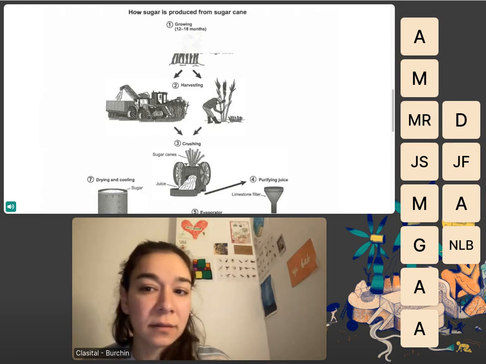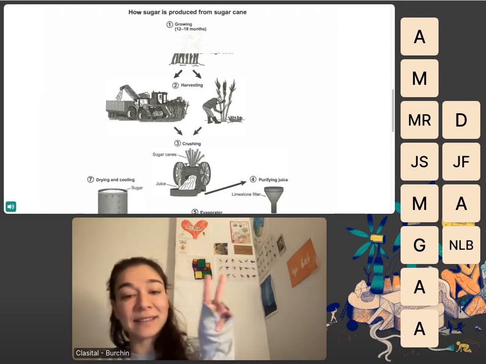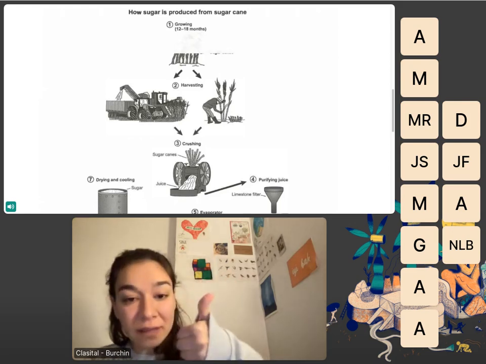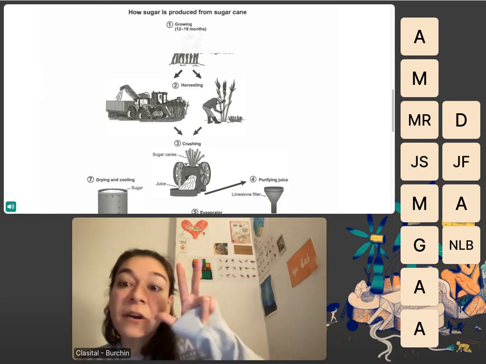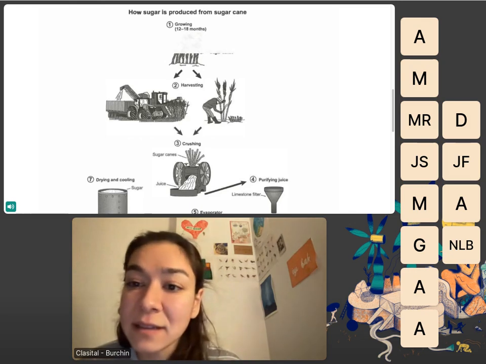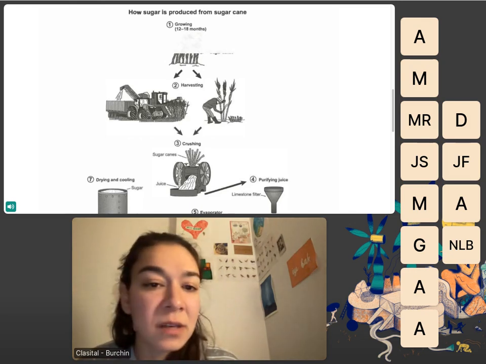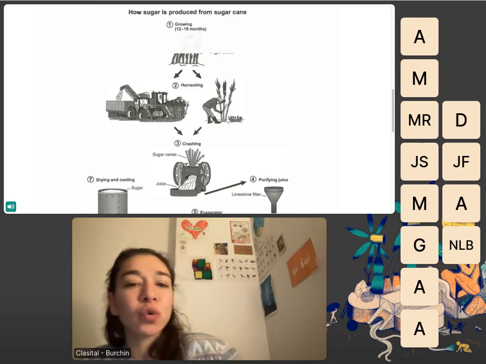This is the second step. Harvesting is the second step. Be careful. Growing is the first step. Harvesting is the second step. Crushing is the third step. Answer. In the second step, sugar canes are brought to the crushing machine to make juice. The juice?